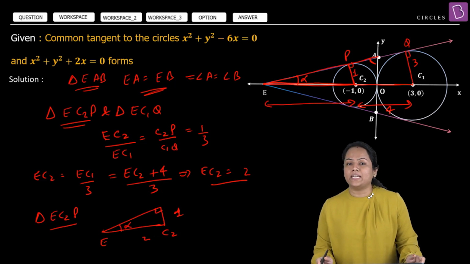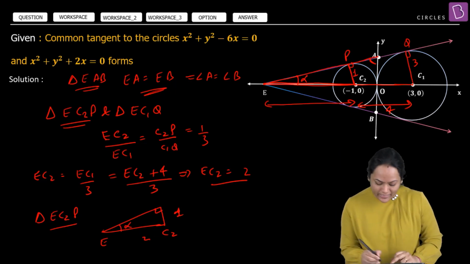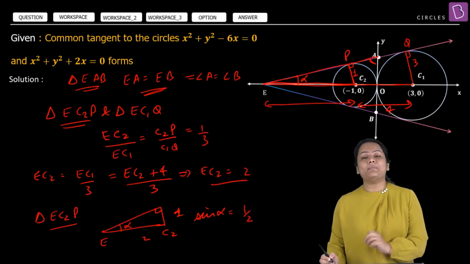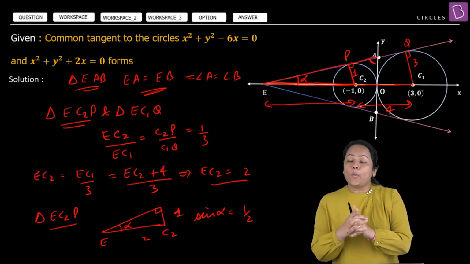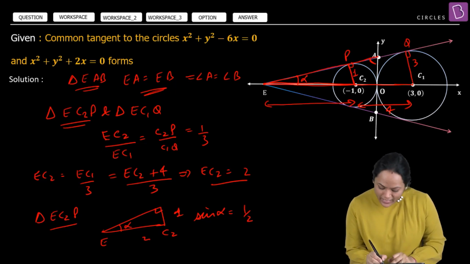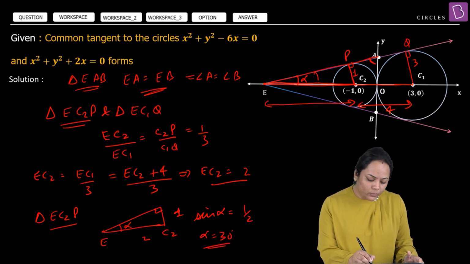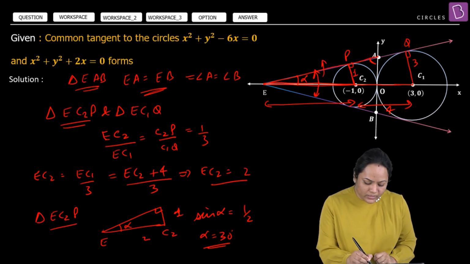What is the formula of sine alpha in a triangle? Perpendicular upon hypotenuse, that's correct. And guys, what sine alpha value do we get from here? It is coming out as 1 by 2. That means what is the value of alpha? Well, you are right, alpha is 30 degrees. And if alpha is 30 degrees, what will my entire angle E be equal to? Well, you are right, E will be equal to 60 degrees.